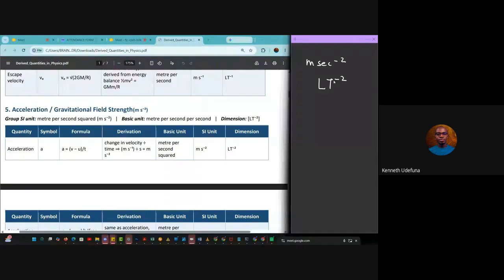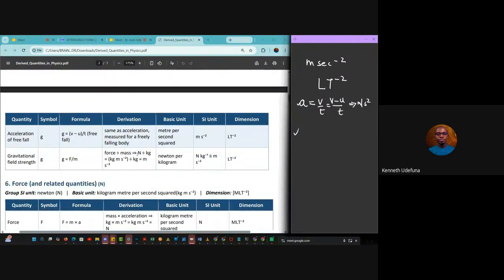Correct, that's correct. But apart from this, acceleration has what unit? I stated the formula for acceleration as V over T, and I also proceeded with V minus U all over T. I also gave you that the unit is meter per second squared. Apart from acceleration, what else do we have that has the same unit? Look at my material.